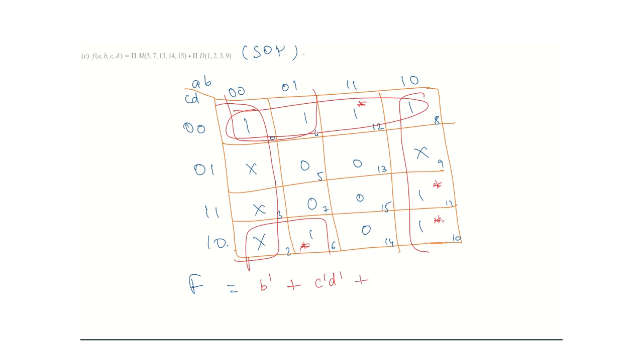plus, the last one: A is common here, and D bar is common, so A bar D bar. So this is the SOP for the following function.